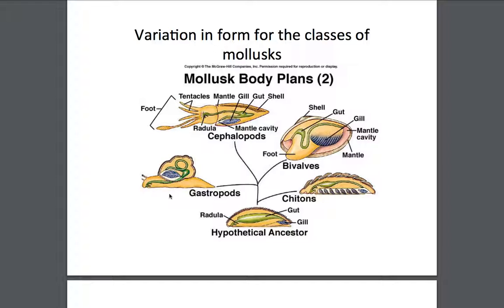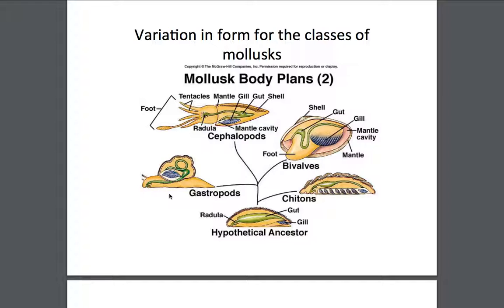The mantle cavity ends up running on either side of the foot, and so you end up with your gills or your ctenidia running on either side of the foot. And the shell ends up forming 2 lobes on top of the foot. There's your bivalve.